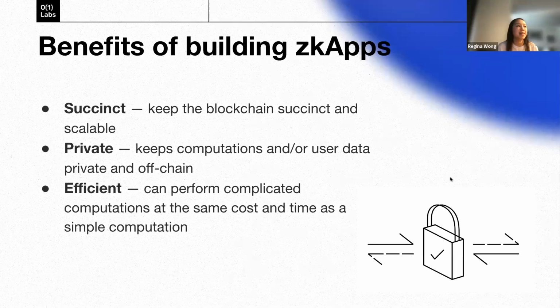So here are the benefits of ZK apps. It's succinct, it keeps the blockchain small. There are privacy benefits, such as keeping computation or some of the user data private and off-chain. It's also very efficient because no matter how large the computation is, the cost and time will be about the same.